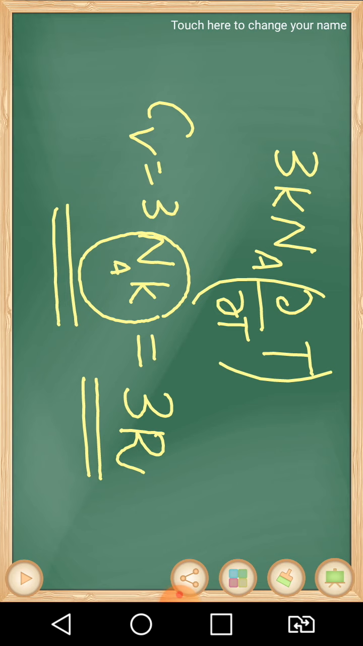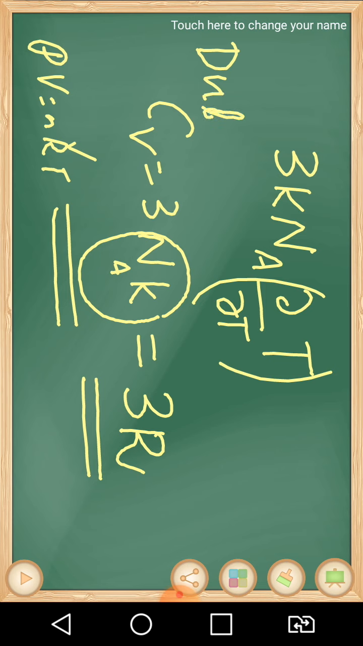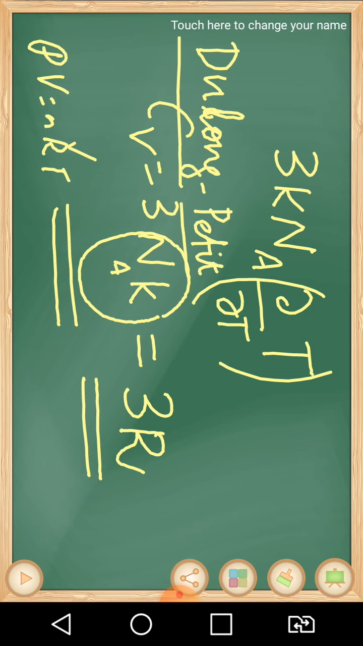3Nk. Avogadro നമ്പറും ബോൾസ്മാൻ കോൺസ്റ്റൻറ്റും മൾട്ടിപ്ലൈ ചെയ്താൽ കിട്ടുന്നത് ഗ്യാസ് കോൺസ്റ്റൻ്റ് ആണ്. ഗ്യാസ് കോൺസ്റ്റൻ്റ് എന്ന് പറയുന്നത് പി വി ഈക്വൽ ടു എൻ ആർ ടിയിലെ R, അതാണ് gas constant. And this is equal to 3R. And this is a classical law regarding the molar heat capacity. And this is known as Dulong-Petit law. And this is the classical law.